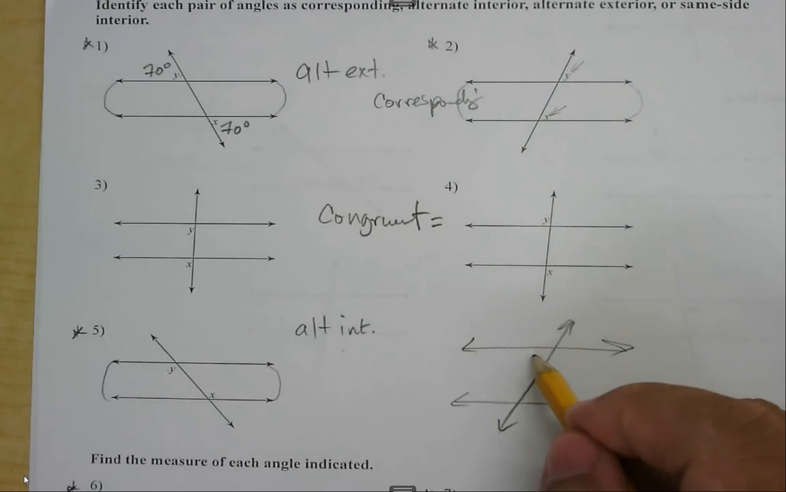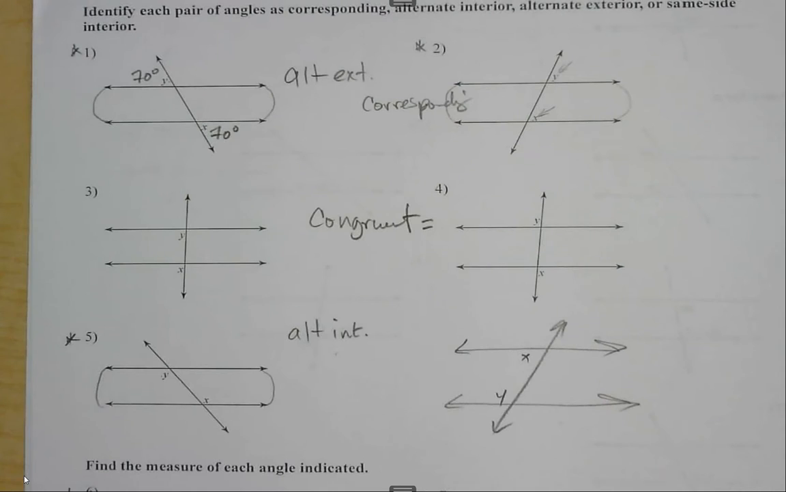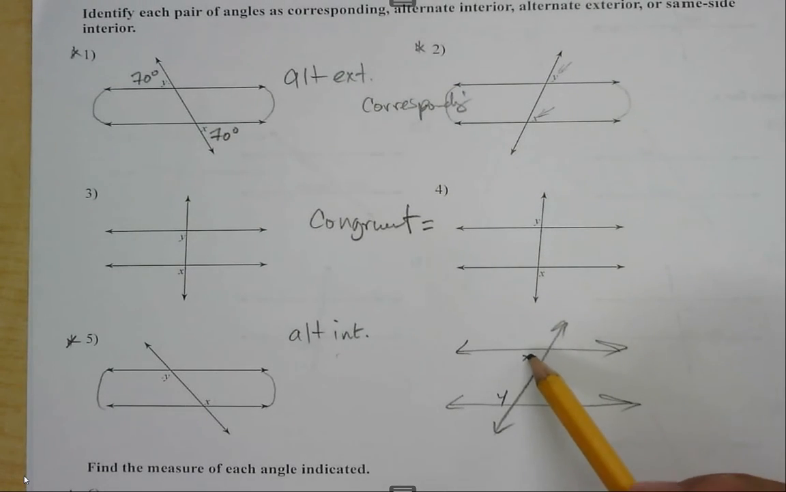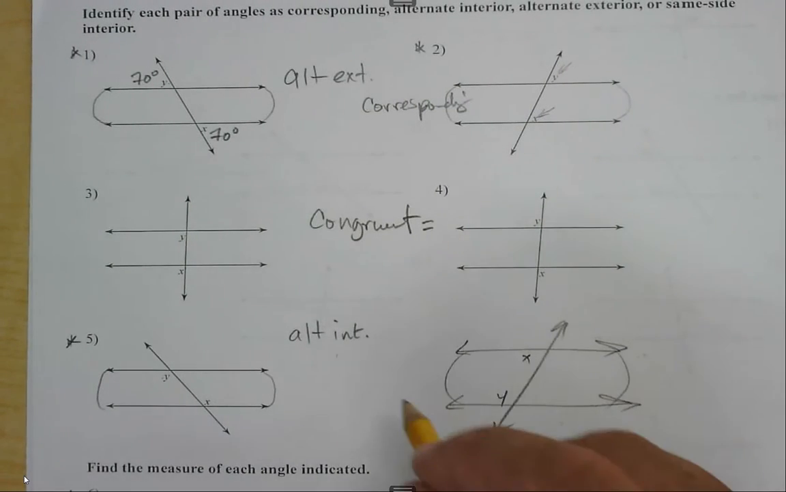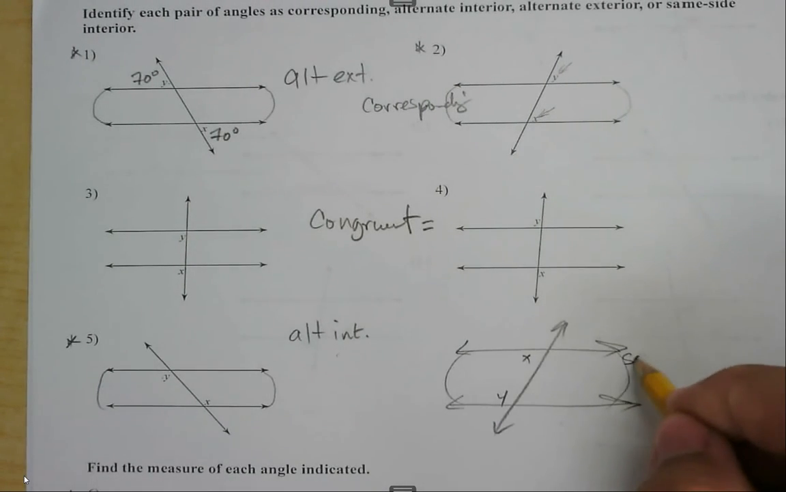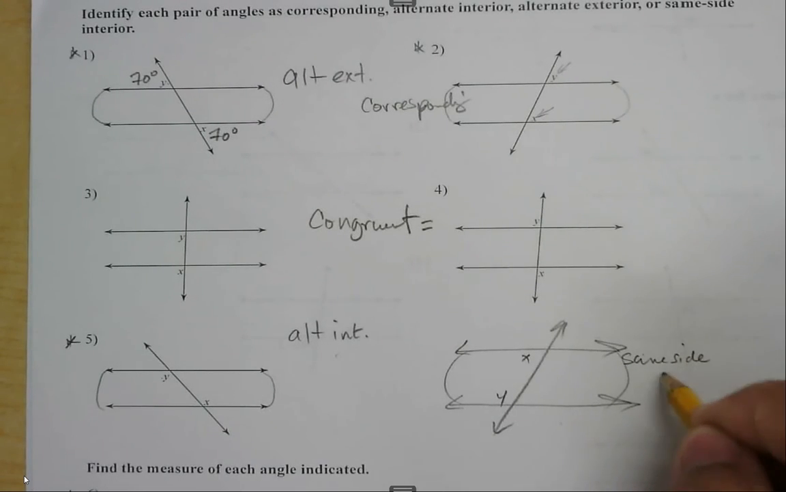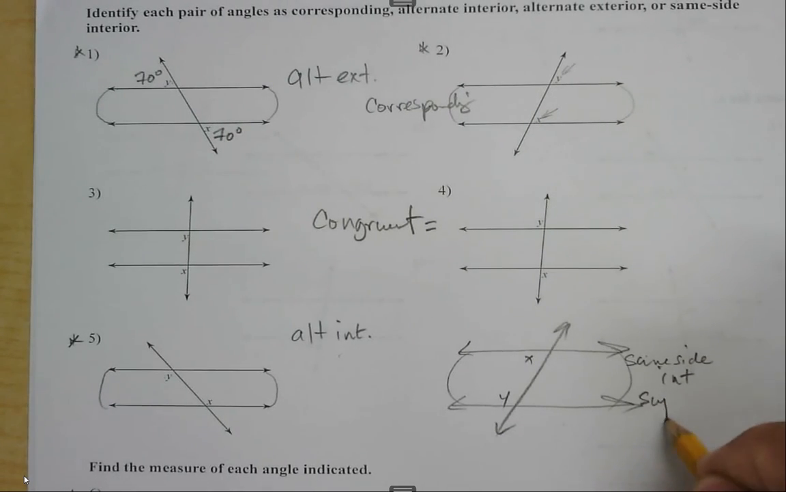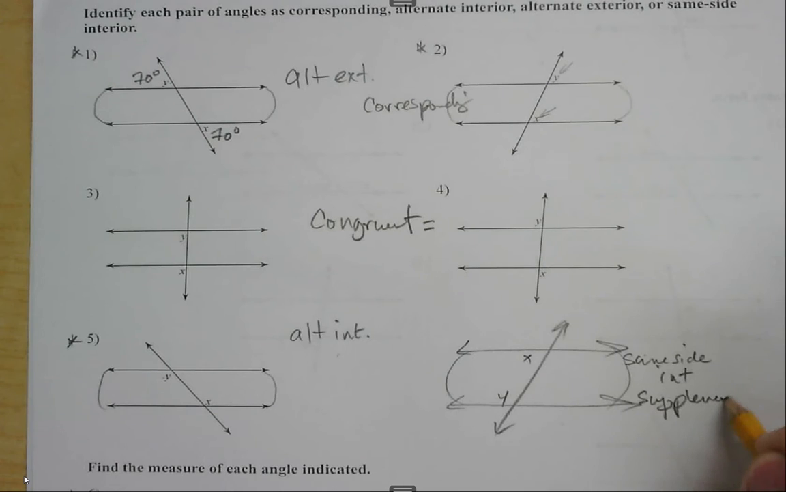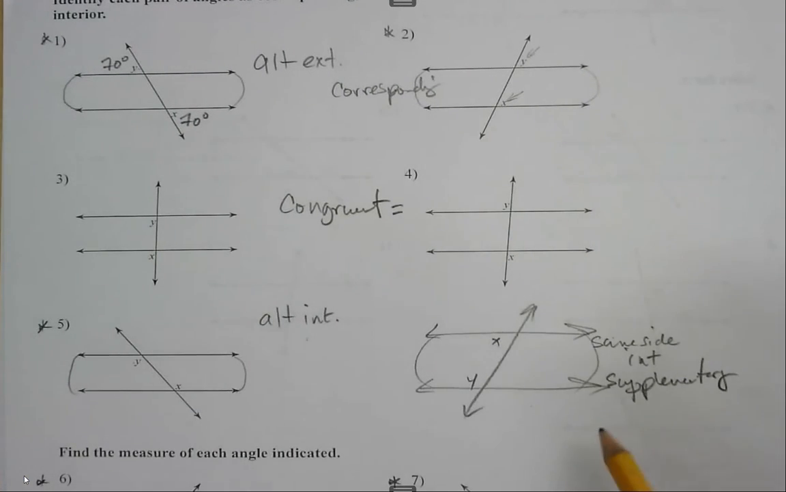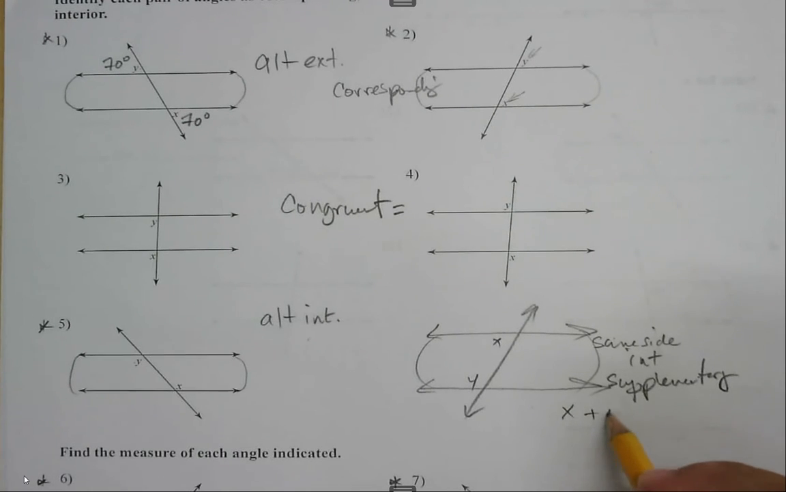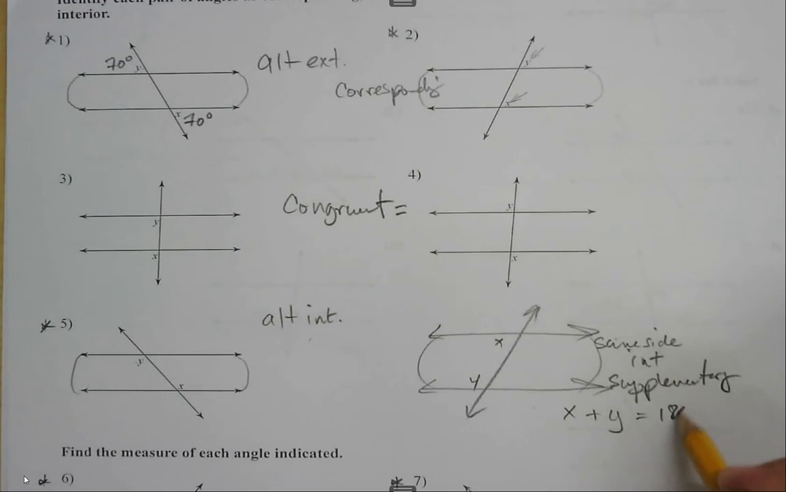So let's say I had X here and I had Y there. If they are same side interior, on the same side of the transversal and inside the car, then they are supplementary, okay? So same side interior is supplementary. So if I was trying to find these angles, I would need to take X plus Y and set it equal to 180 degrees.